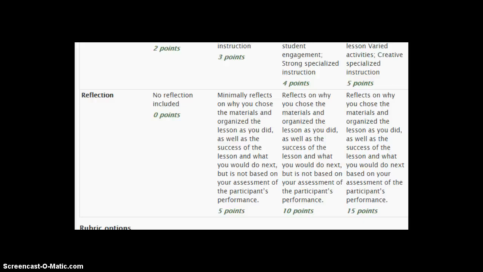So I want you to then reflect on why you chose the materials and organize the lesson as you did, as well as the success of the lesson and what you would do next. Don't forget that section. I've stressed it over and again this semester. When you did any assessment, the literacy interview, the reading assignment, the anecdotal records, any of those assignments had that component. What implications does it have for your future practice? Assessment is meaningless, and reflection in a lot of cases will be meaningless if you don't plan to do something with that information. So make sure you don't skip that component.